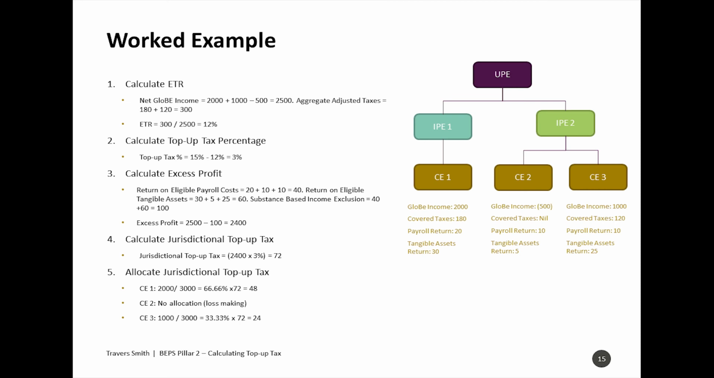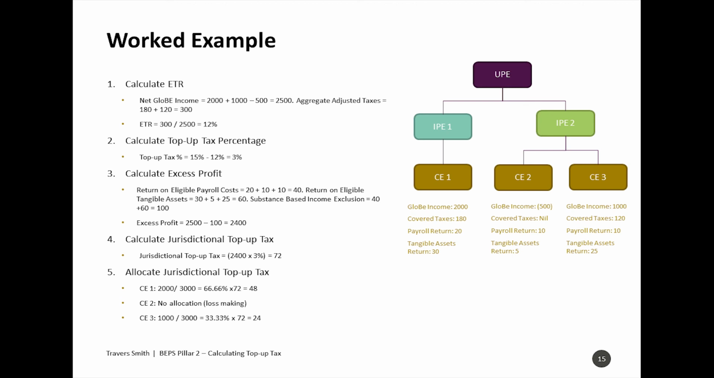To finish, I thought we'd do a worked example to draw everything together, and I've taken a few shortcuts here in that I've already calculated the GloBE income and the covered taxes, as well as the return on eligible employees and tangible assets. The first step is to calculate the effective tax rate, and this is the aggregate adjusted covered taxes divided by net GloBE income.